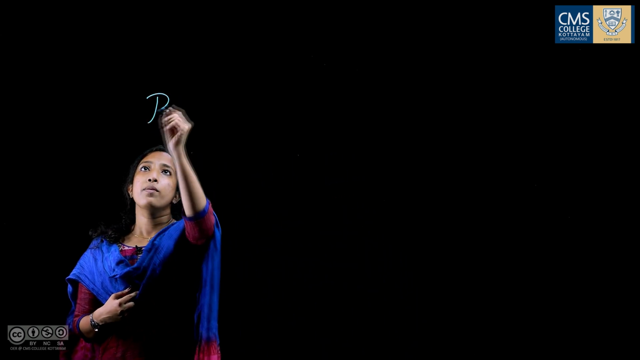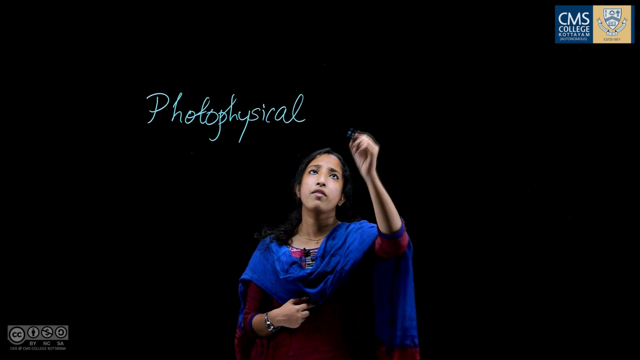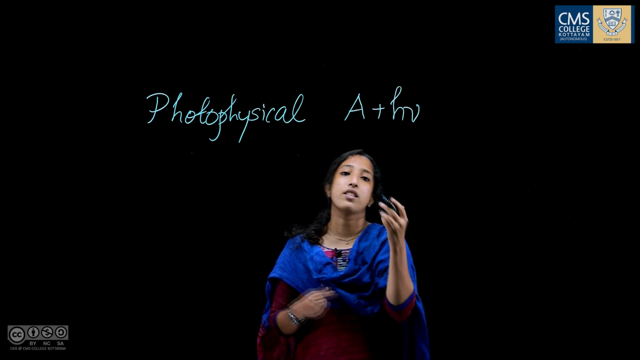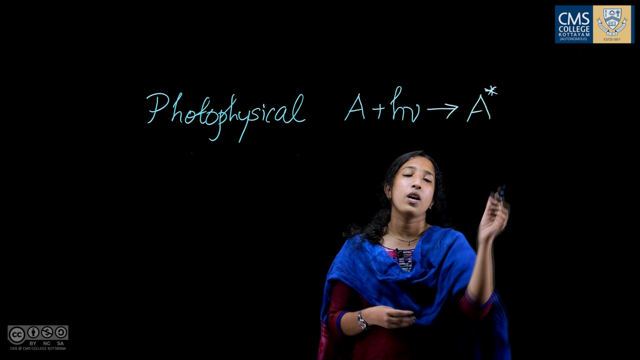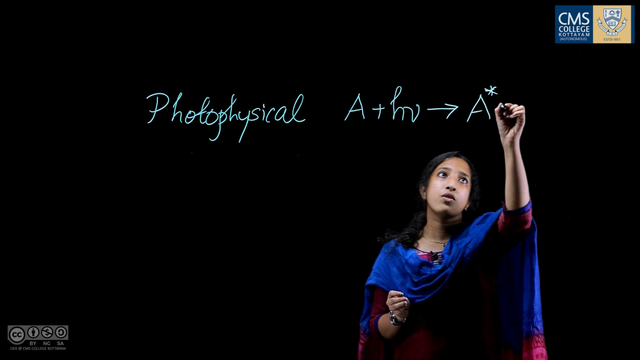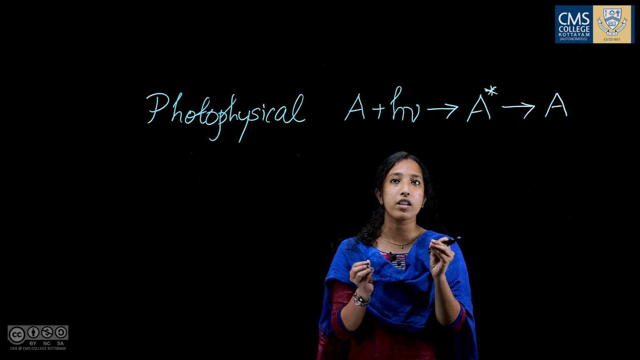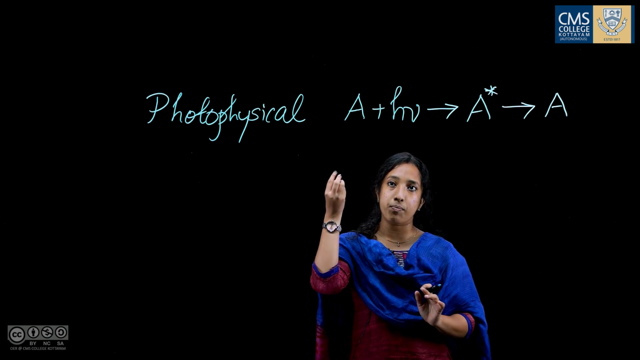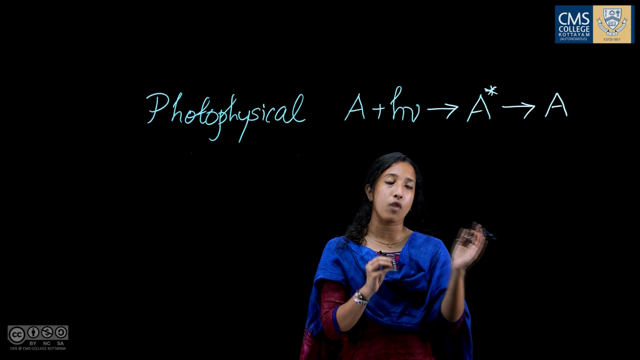So, concerning the photophysical process, you have a molecule A and you are irradiating the molecule with a source of energy in the form of light, that is h nu, and it gets converted into an excited state, that is A star. Within a very short span of time, it returns back to the original state, that is A. Here, no chemical reaction or bond breaking is happening in this process. So, whatever you get as a product is the same as the reactant. Basically, no new product is formed in this process.